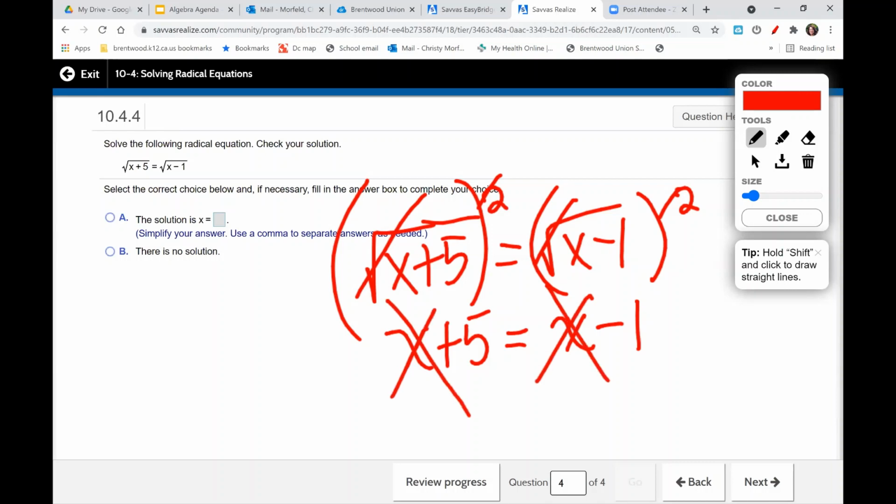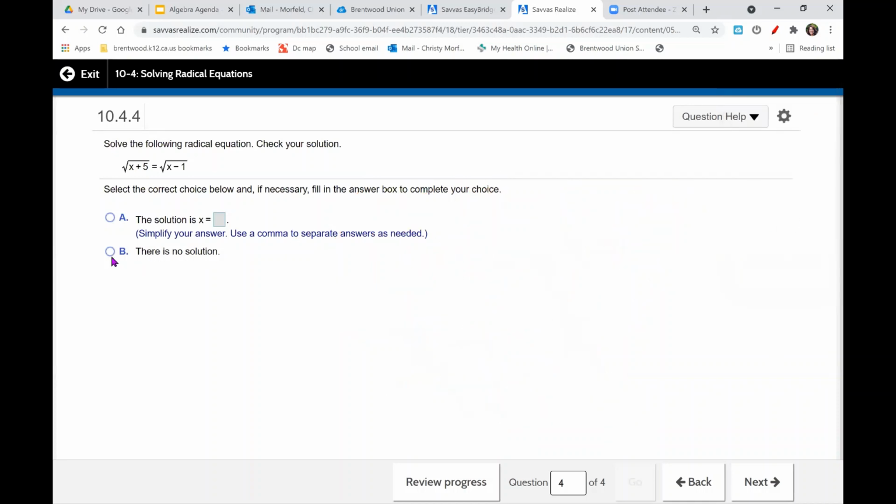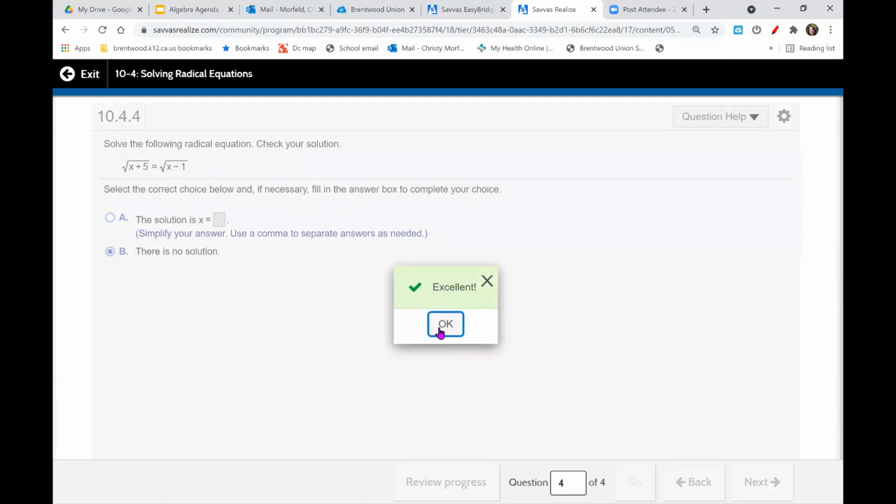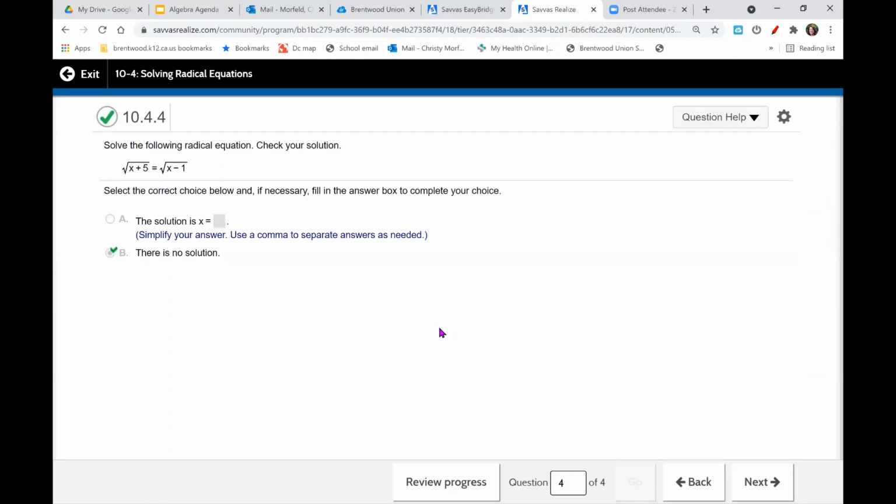I don't have any more x's. And now I'm left with a statement that says 5 equals negative 1. Well, 5 does not equal negative 1. So that one would be no solution because there's nothing you can come up with that will work in that problem. And my guess is that your number 4 is probably also no solution because it always does something very similar for everybody.